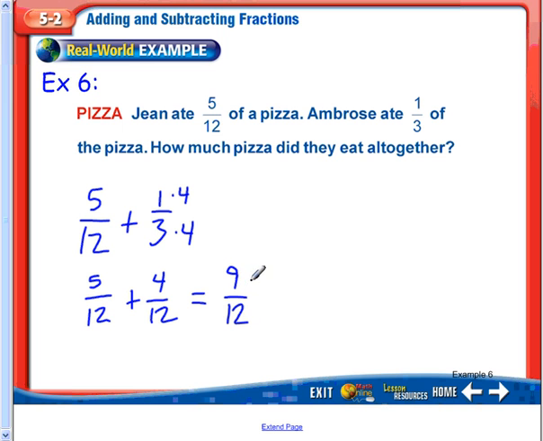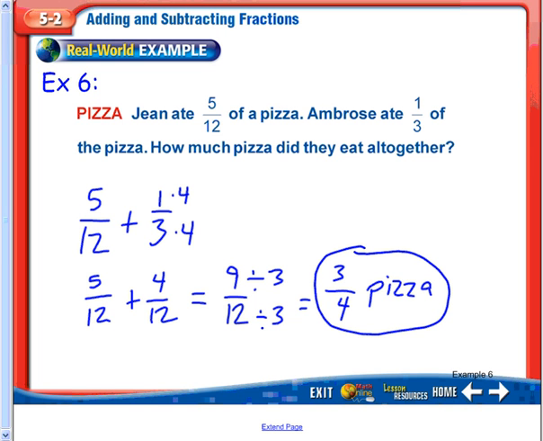9/12. And I know that 3 is a common factor to both of these numbers. So I'm going to divide by 3 to both the numerator and denominator to get 3/4 of the pizza. So together, they ate 3/4 of the entire pizza.